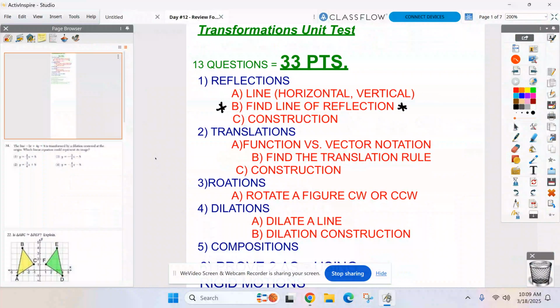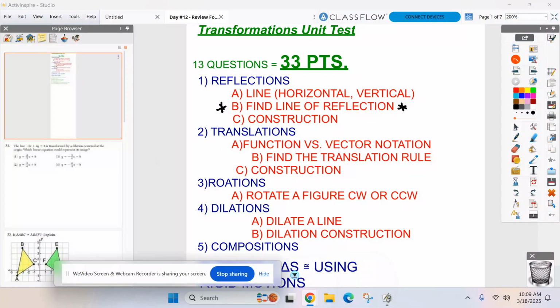I want to get into an in-depth review of what you can expect tomorrow, because I think some of us got caught off guard with the quiz this year. All right, I'm not saying you didn't take it seriously. I just think you thought it was going to be easier than it actually was. So let's not let that happen again. Full unit test tomorrow, 33 points if you want to know.